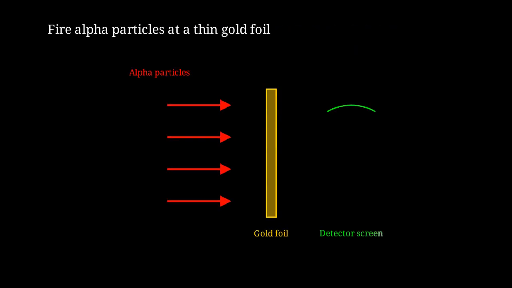Ernest Rutherford and his colleagues Hans Geiger and Ernest Marsden designed an elegant experiment. They fired positively charged alpha particles at an extremely thin gold foil, only a few atoms thick. They surrounded the foil with a detector screen coated with zinc sulfide, which would produce a tiny flash of light whenever an alpha particle hit it.